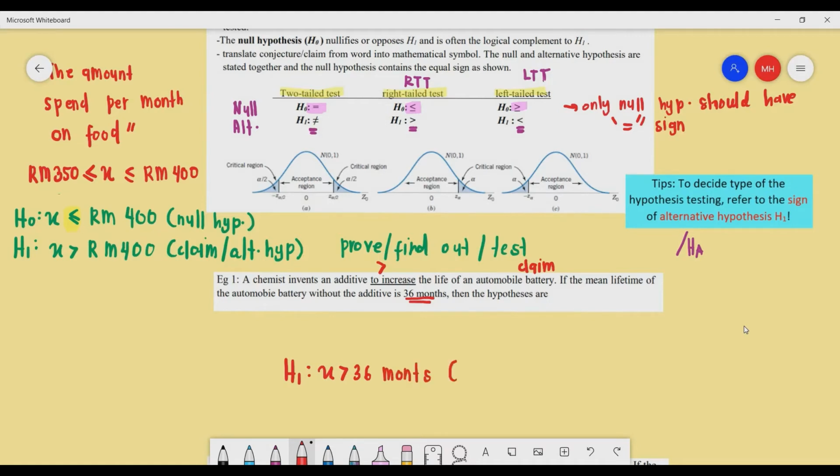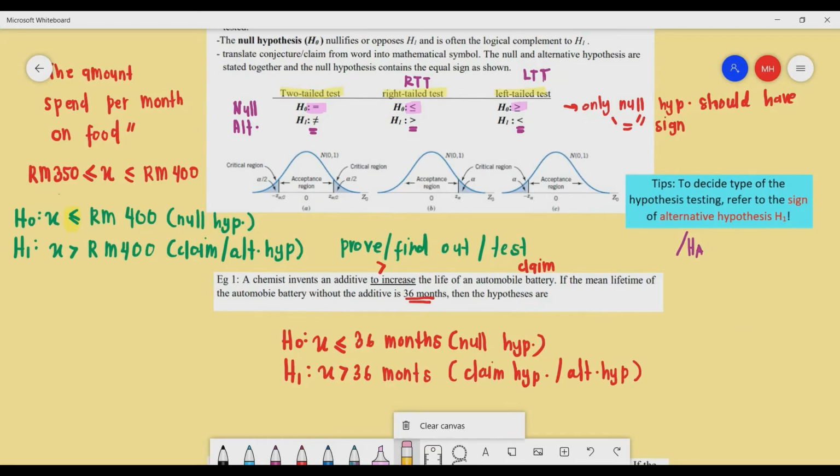Okay, so this one is what we call the claim hypothesis or alternative hypothesis. Therefore, the null hypothesis must be opposed to it, which is mu less than or equal to. Okay, it must have the contradicting or opposed symbol, which is less than or equal to 36 months. Right, this one is what we call the null hypothesis. Okay, sorry, I forgot to put H here.